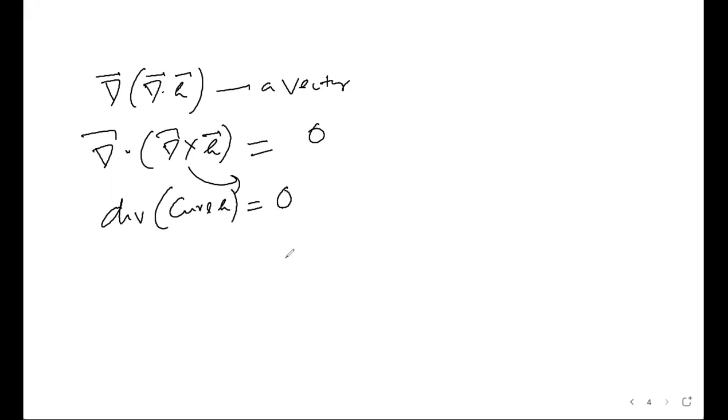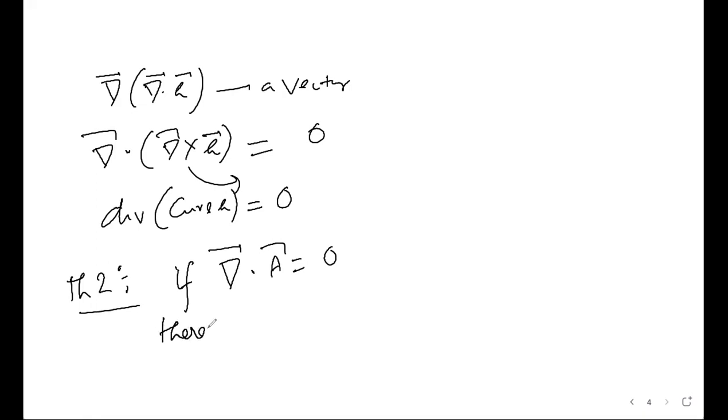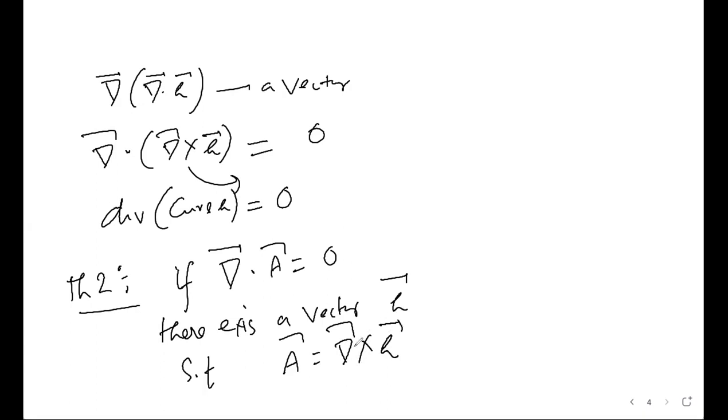So now again stating a theorem 2 here, TH2, and TH2 will be something like, if I can write del dot A equals 0, then there exists a vector H such that A is the curl of H, right? So that's another theorem for you. The proof, of course, as I said, we are not looking into right now.